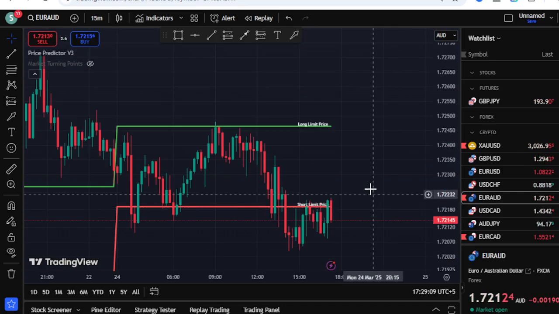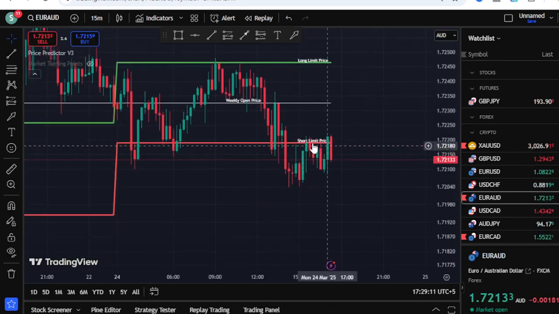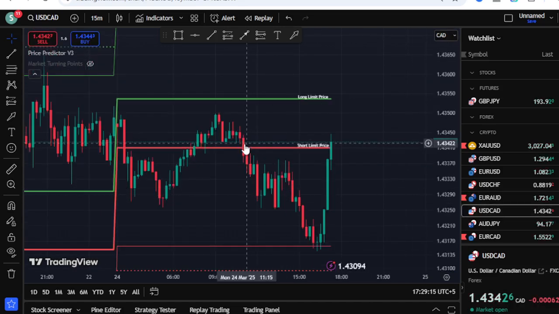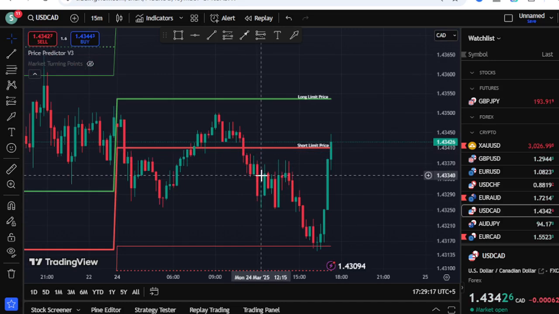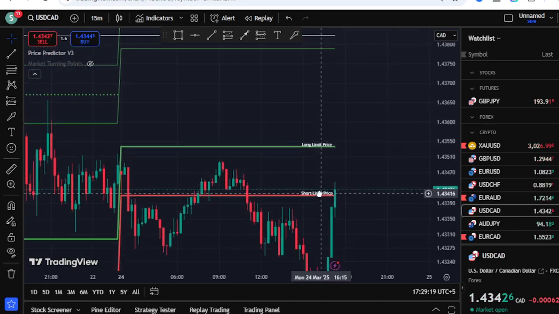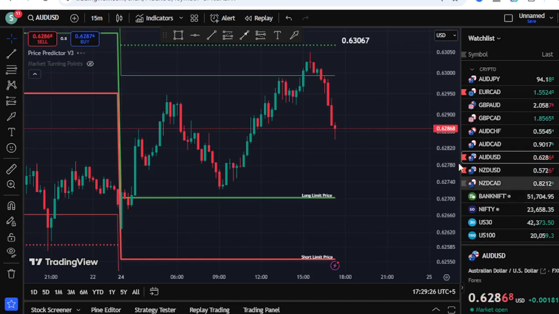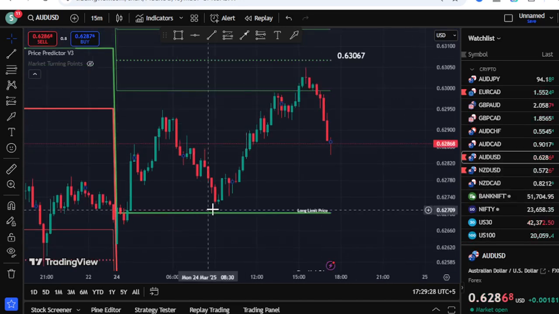I'm going to show you step by step. This has already gone below the short limit price. Yes, this is the long price. If the price breaks this one, then the price can go in the upward direction. So this was the long. You can see on Australian dollar USD the price is up.